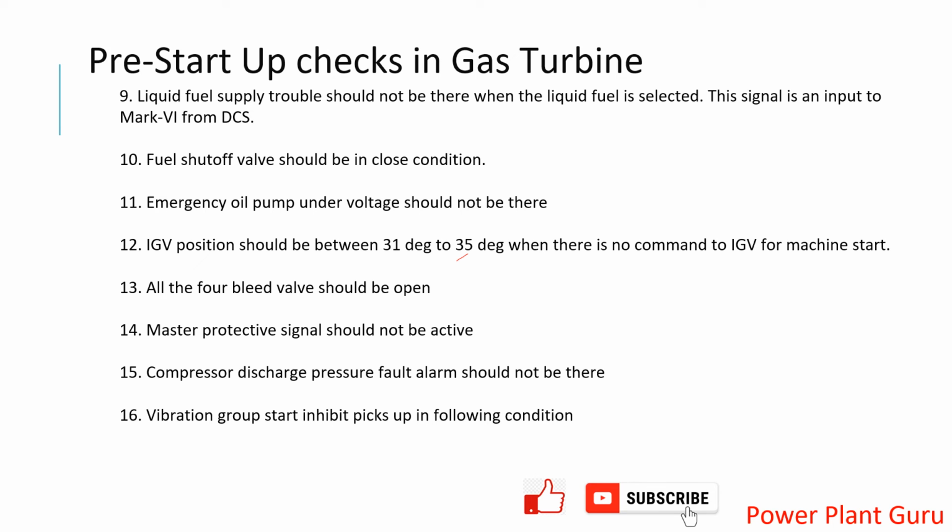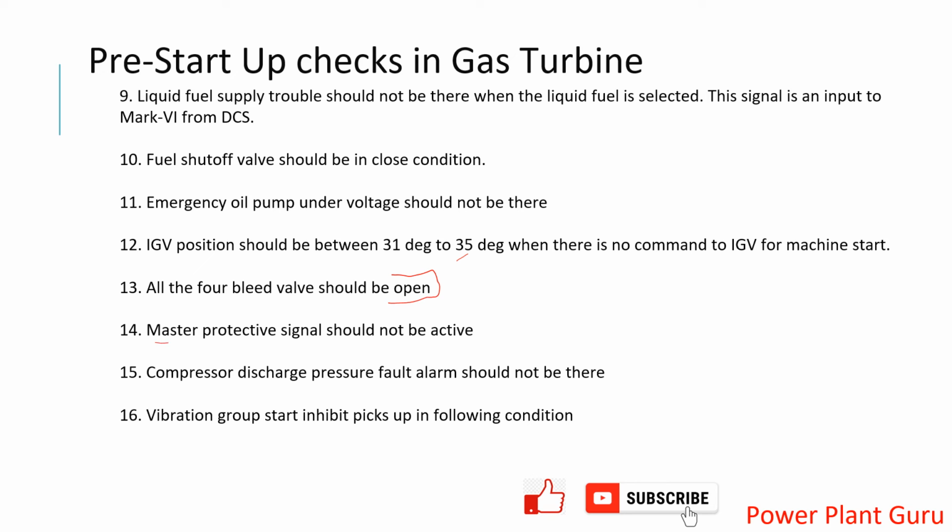And then there are bleed valves. There are two bleed valves in some smaller capacity machines, and four bleed valves in large capacity machines. All those bleed valves should be open to avoid two situations basically. One is surging of the machine, and another is a very high quantity of air which is not required at the startup conditions. That is why your bleed valve open position limit switch should be active.